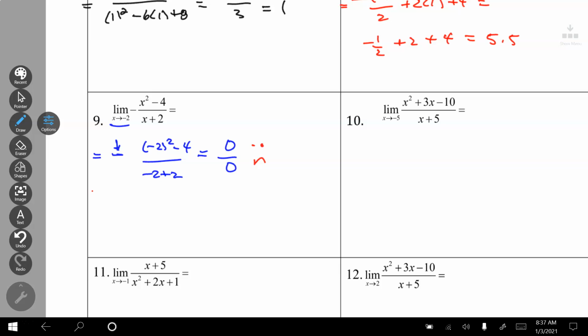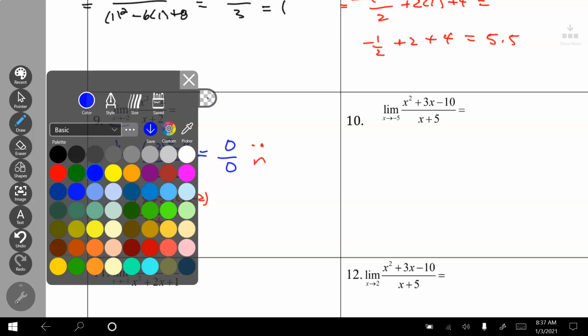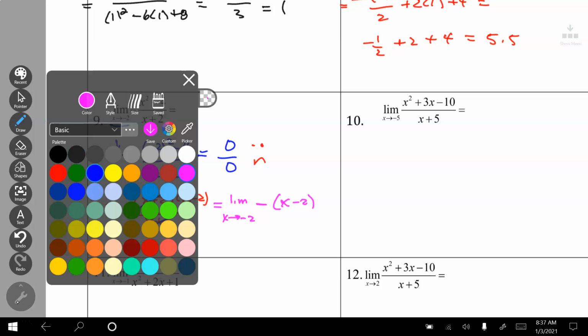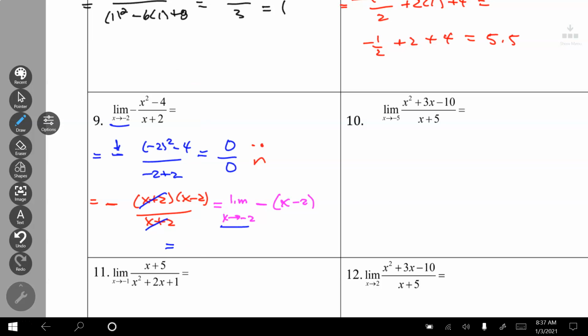I'm going to factor it. There's a negative sign up front: x plus 2, x minus 2 over x plus 2. These cancel. I still have this limit up front as x goes to negative 2 of negative parentheses x minus 2. Now I could plug in negative 2. I get negative of negative 2 minus 2, which is equal to negative of negative 4. That result is just 4.